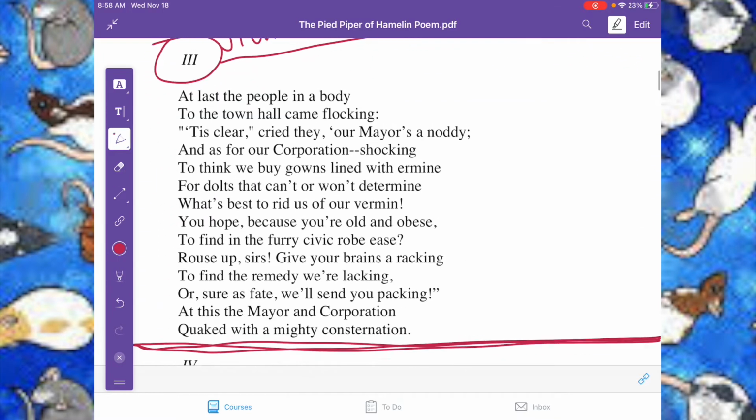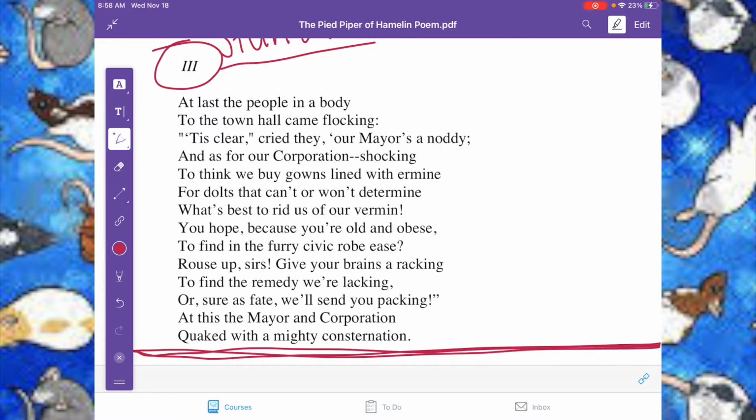And so the townspeople here, they are fed up. They are coming to the mayor, and they're like, why are you not doing your job? And why are you not coming up with a solution to rid our town of rats? And here our mayor is getting very nervous because there is basically a mob happening here that's saying either you solve this problem or we're kicking you out of the town.